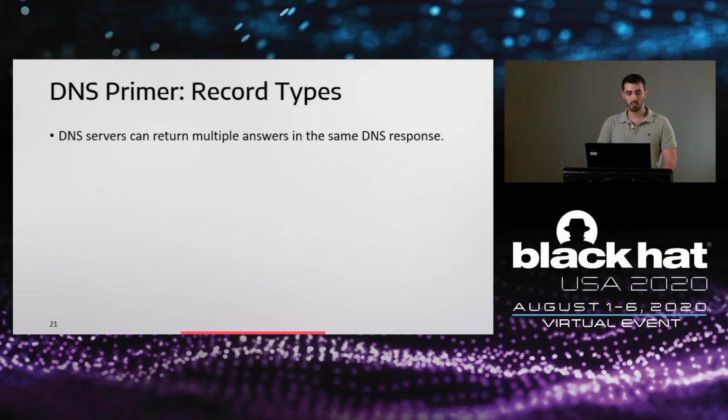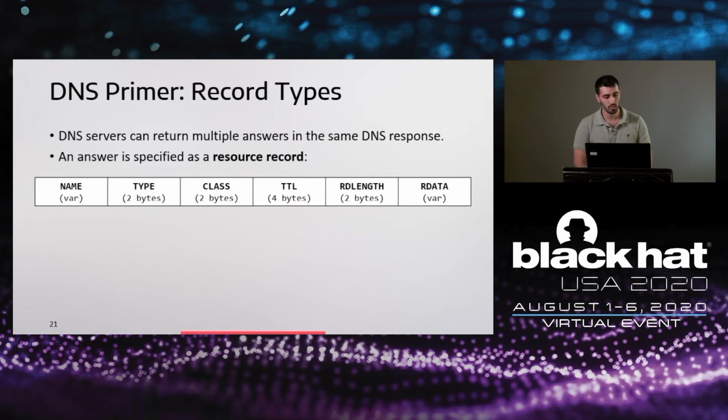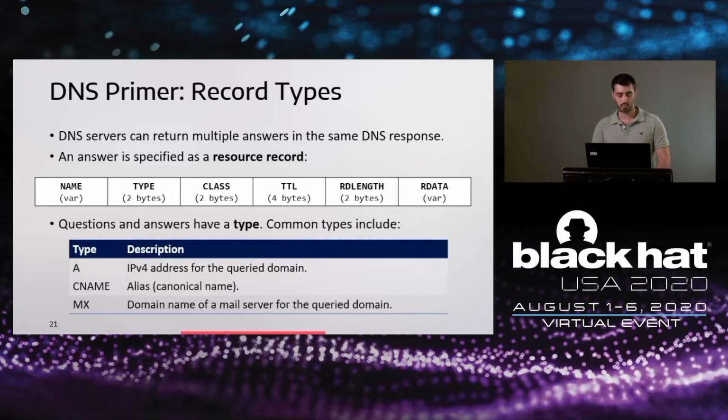DNS servers can return multiple answers in the same DNS response, and an answer is specified as a resource record, which consists of the following fields according to the RFC. The name specifies the name to which this record refers. Each record has a type. We'll talk about the type shortly. A class field, which in practice is always constant. A TTL field, which specifies the number of seconds this record is valid. The value is specified in the rdata field, whose length is specified in the rdlength field.